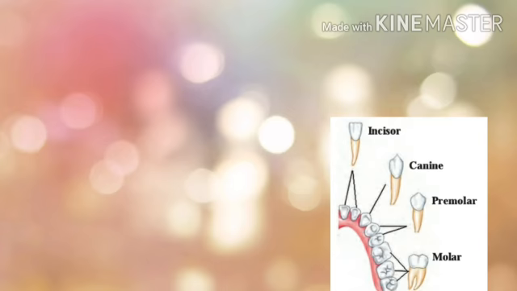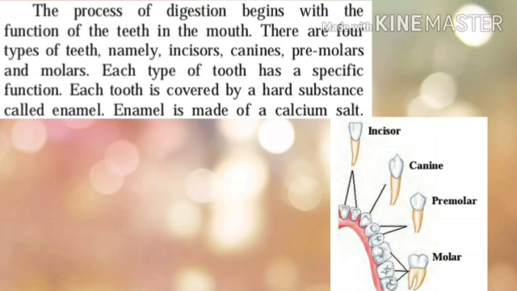Teeth. The process of digestion begins with the function of the teeth in the mouth. So digestion begins in the mouth. There are four types of teeth, namely incisors, canines, premolars and molars. Each type of tooth has a specific function. Each tooth is covered by a hard substance called enamel. Enamel is made of calcium salt.